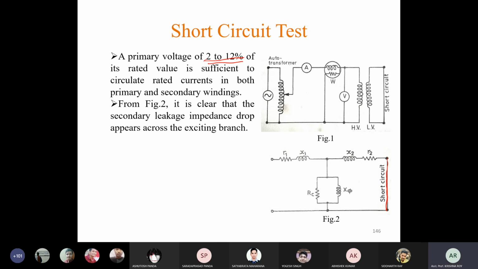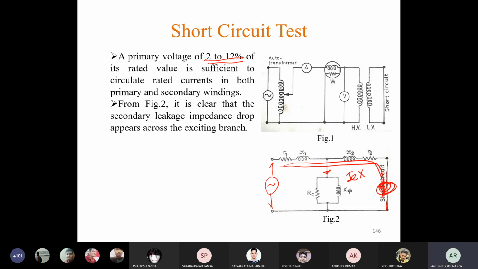So if we apply some voltage here, what will happen? Most of the current will flow through this path. Why? Because there is a short circuited path. So a very low or almost no current will flow through this path. That means this exciting current is neglected. Okay, so total current will flow through this path.